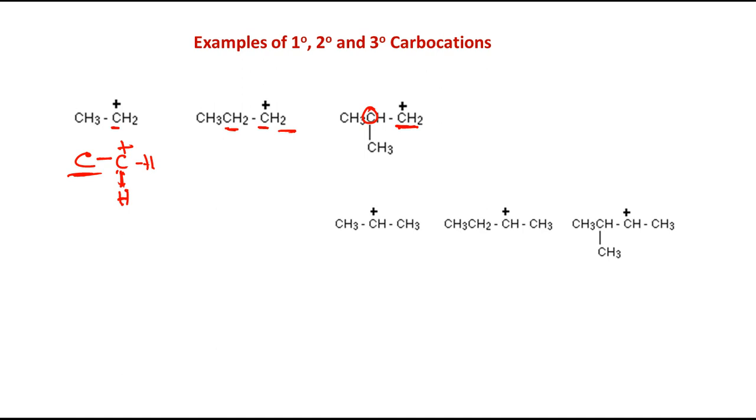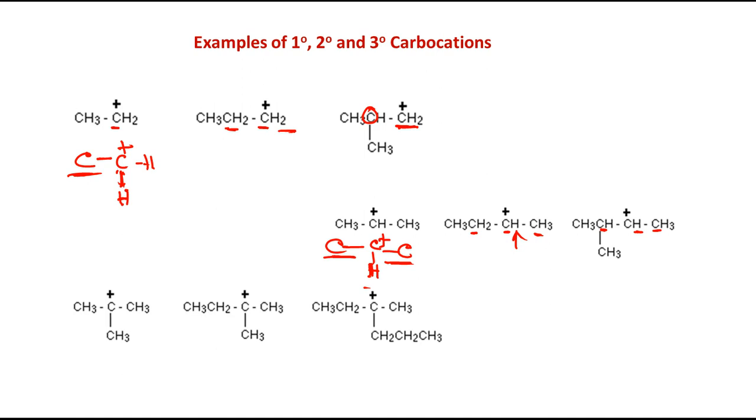Here this carbon, I am writing a full elaborate structure. If you draw it, it will be like this. So here you can see 2 C-C bonds and 1 C-H bond, so that is why it is 2 degree. Similarly, in the second picture, this carbon is attached to 2 more carbons and only 1 hydrogen, and the third picture is attached to 1 hydrogen and 2 carbons. Fine. Next we will see examples of 3 degree.